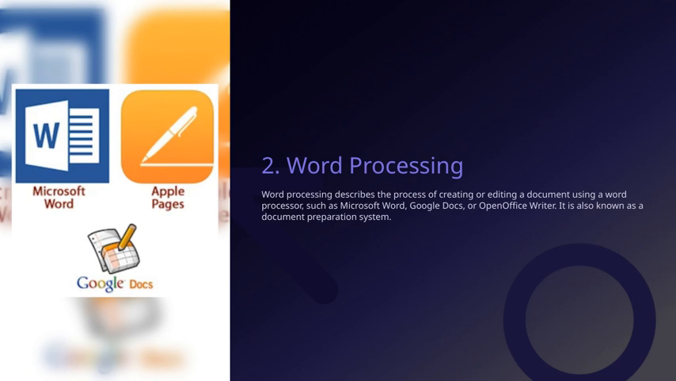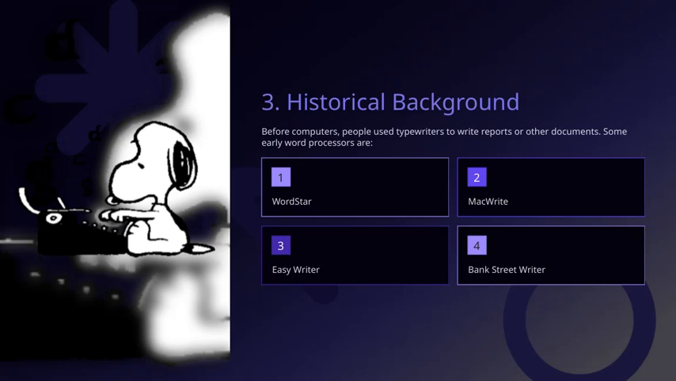Word processing is also known as a document preparation system because it provides us with all the tools we need to prepare professional-looking documents efficiently. It's a fundamental part of modern work and communication. Understanding how to use these tools effectively is key, especially as we explore the broader theme of digital literacy and productivity. Whether you're drafting a quick note or preparing a detailed report, word processing helps make the task easier and more organized.